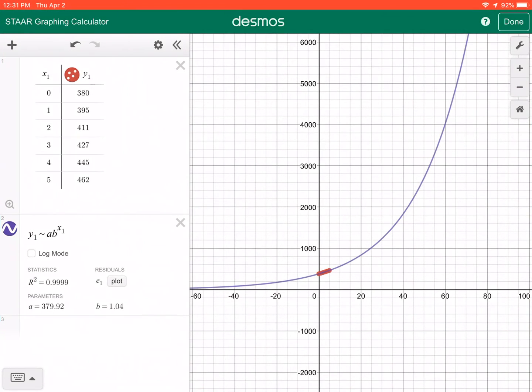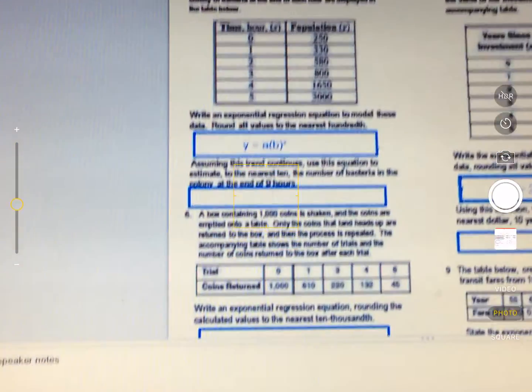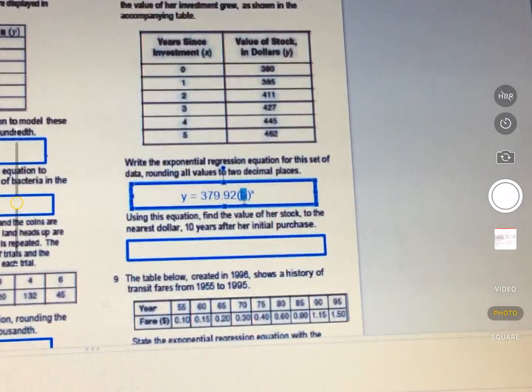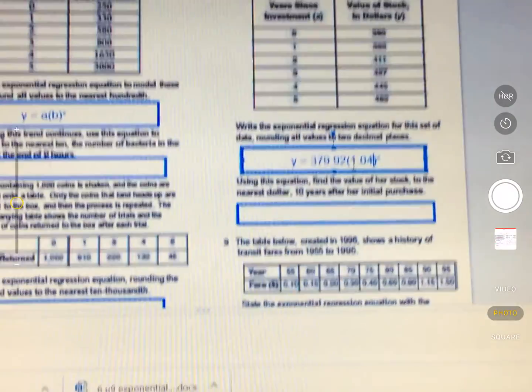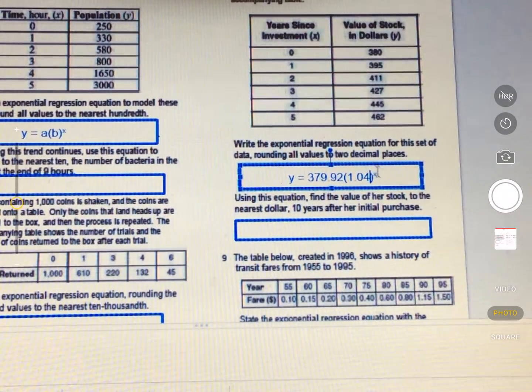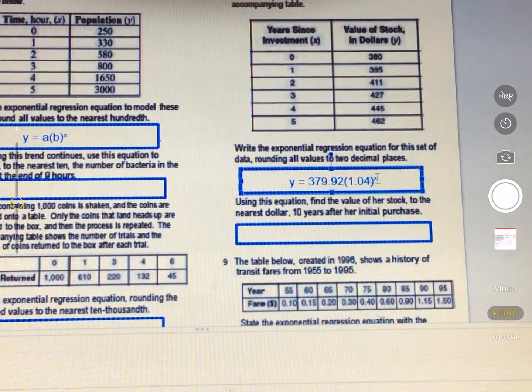And the b value down here says, next to b, equals 1.04. So now when we get on our answer document, we're going to zoom in, and on question number 8, we're going to type in 1.04 in that spot. And that's how we do our equation. And I went ahead and put the x as an exponent for you.